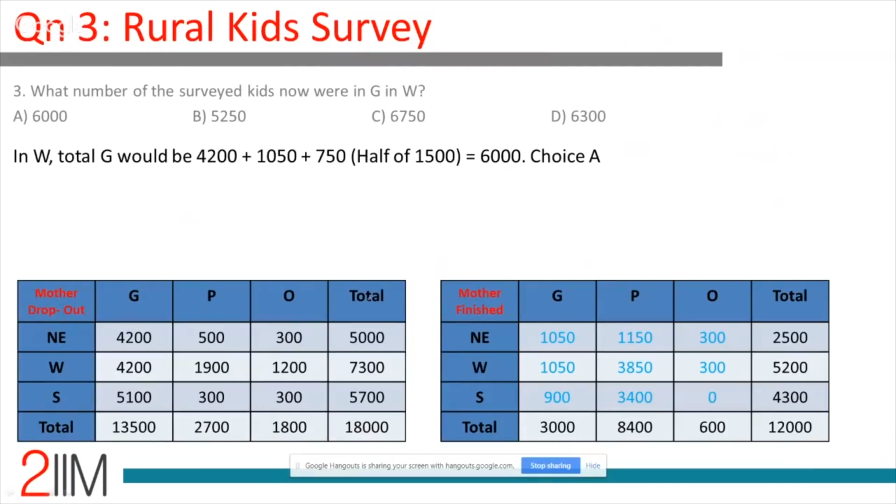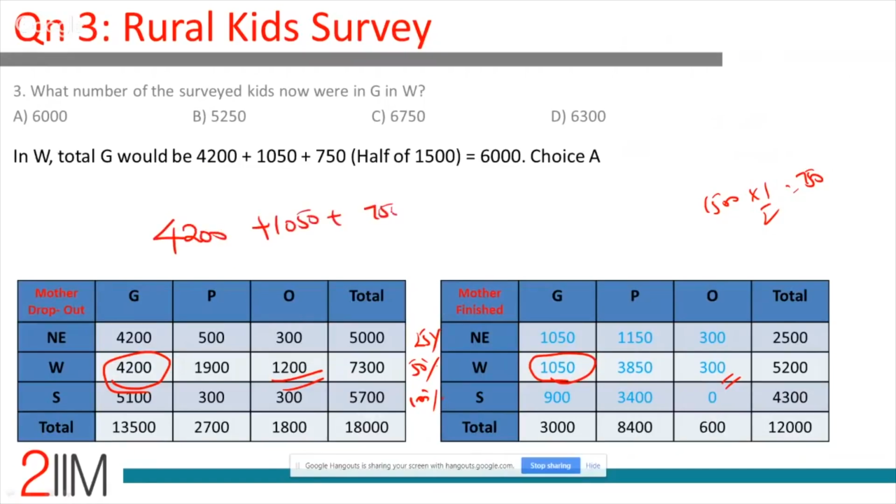So 25%, 50%, 100%. In the West, the number of students who were already in G is 4200 plus 1050. On top of that, we get 50% of 1200 plus 300, 50% of 1500. 1500 into half, 750 go from O to G. The total people who will be in G: 4200 plus 1050 plus 750. 1,800 plus 4,200 is 6,000. Choice A. Done. Once you've got that 25, 50, 100, you're walking this question.